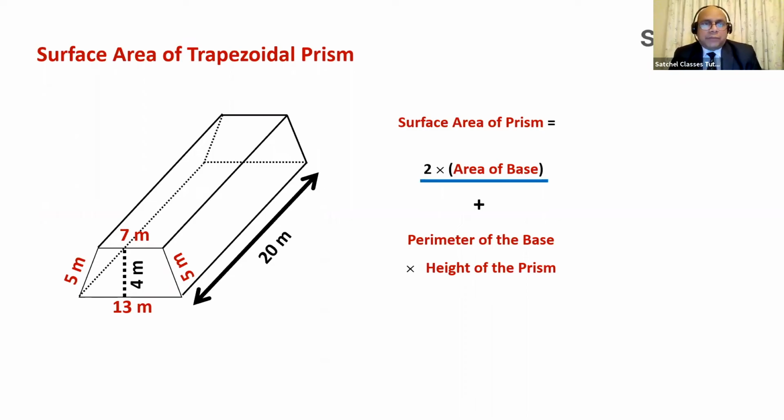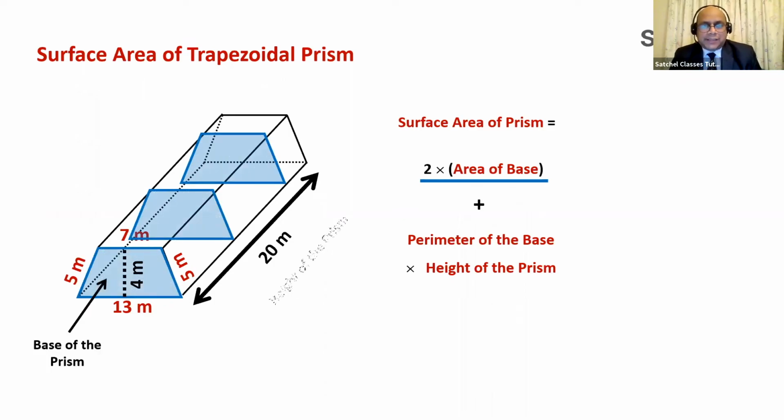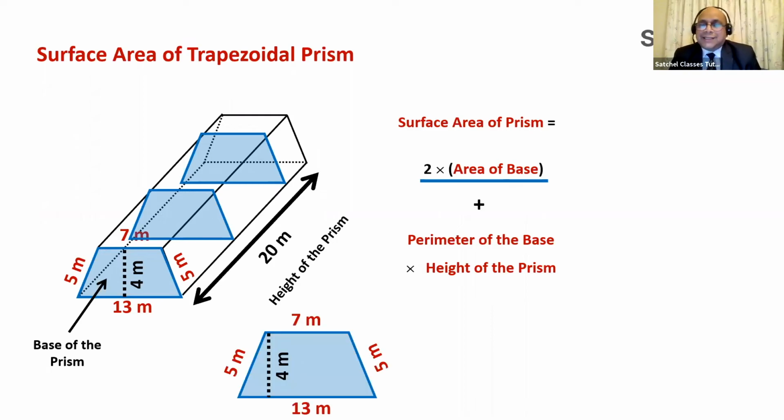Okay, area of the base, it's the area of the trapezium, correct? That's the base, and the height is the 20 centimeters dimension. So let's first find the area of the base. How do we calculate the area of any trapezium? It's the sum of the parallel sides, in this case 7 and 13, multiplied by the height of the trapezium, which is the distance between the parallel sides, in this case 4 meters, and you divide that by 2. Right? Sum of the parallel sides multiplied by the height divided by 2.